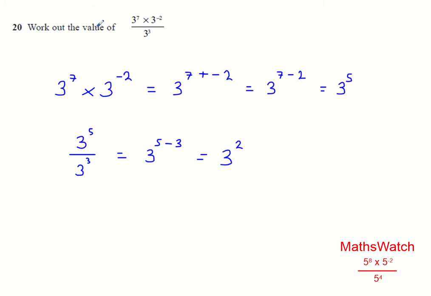Now the question wants us to work out the value. When it's saying the value, that means it wants the actual final answer, a single number, not an operation. So 3 to the power of 2, or 3 squared, means 3 times 3, which means our final answer is 9.